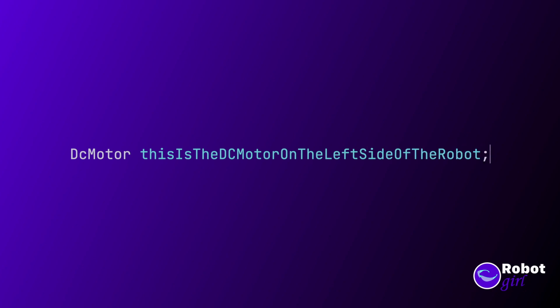Obviously, simply making a variable name longer isn't always the best, because naming variables like, this is the DC motor on the left side of the robot, is going to make your fellow coders annoyed with you. Trust me, coming up with good variable names is one of the hardest things in programming. Java has a few rules on what you can name a variable, and then there are a few conventions that the Java community generally uses.